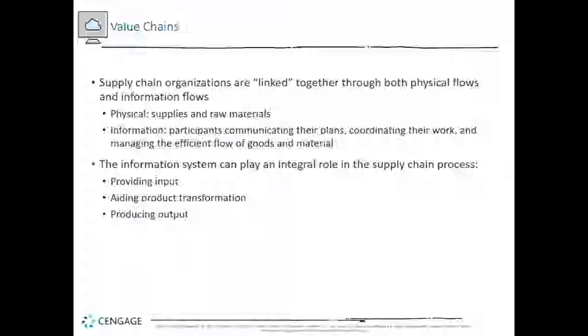Value chains. Supply chain organizations are linked together through both physical flow and information flow. Physical: supply and raw materials. Information: participants communicating their plans, coordinating their work, and managing the effective flow of goods and material. The information system can play an integral role in the supply chain process, providing input, aiding production transformation, and producing output.